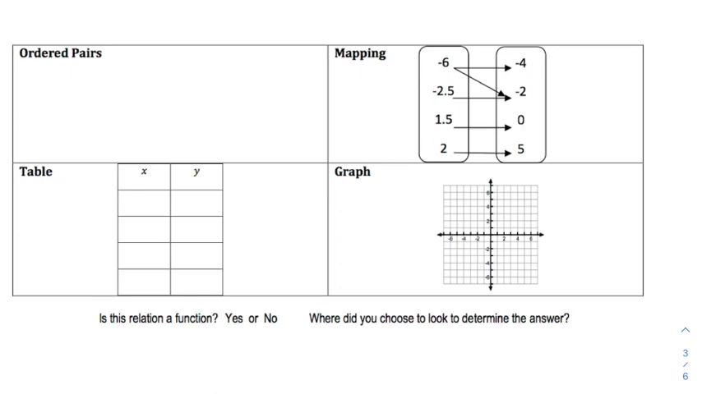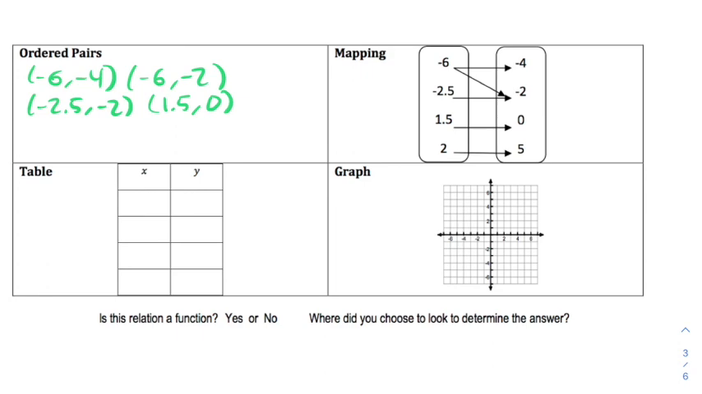All right, so this time we start off with a mapping. We see that -6 goes to -4, and it also goes to -2, and then we see some other ordered pairs. Well, they're not written as ordered pairs, but now we can turn them into ordered pairs. Since -6 goes to -4, we can write that as -6, comma, -4. And then we can also write -6 going to -2, -2.5 going to -2, 1.5 going to 0, and 2 going to 5. And now we've got 5 ordered pairs coming from that mapping.